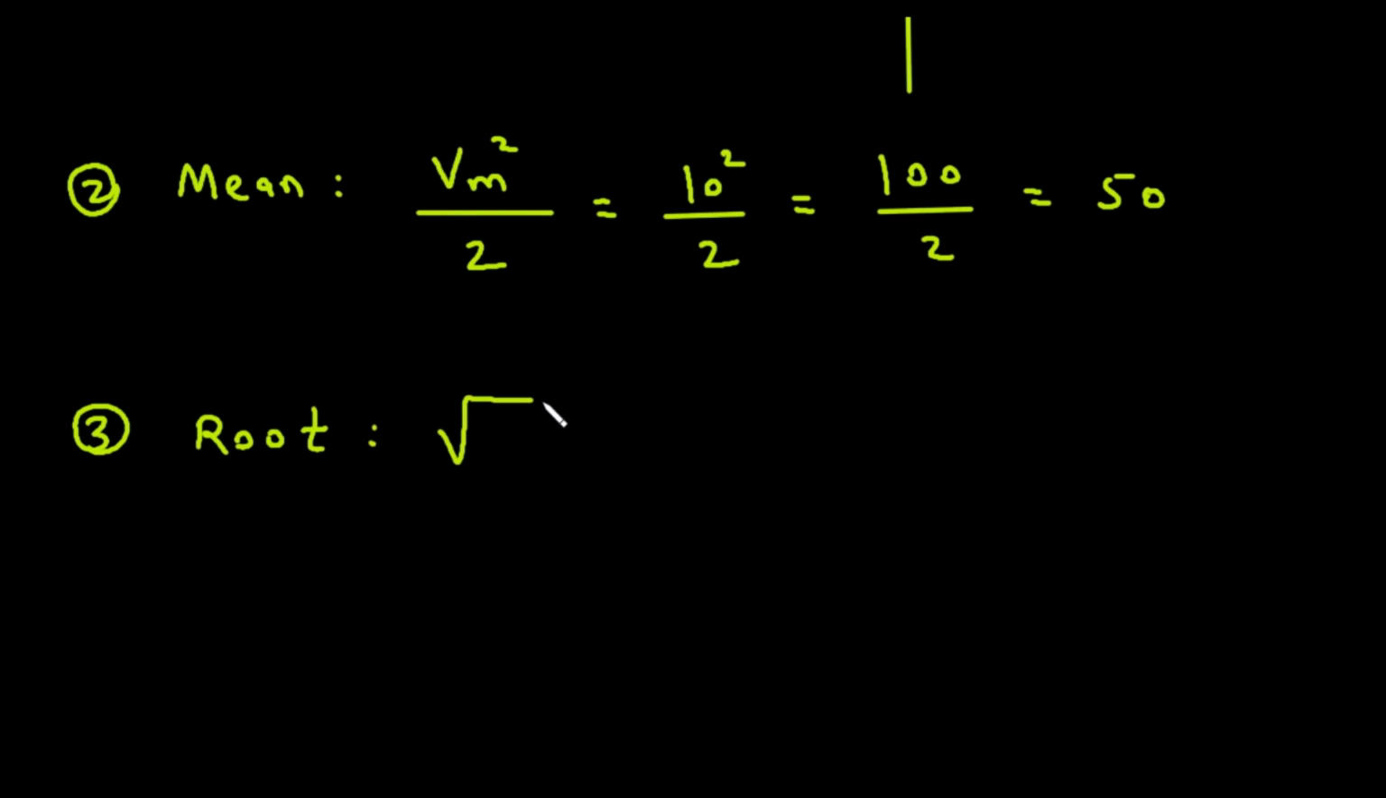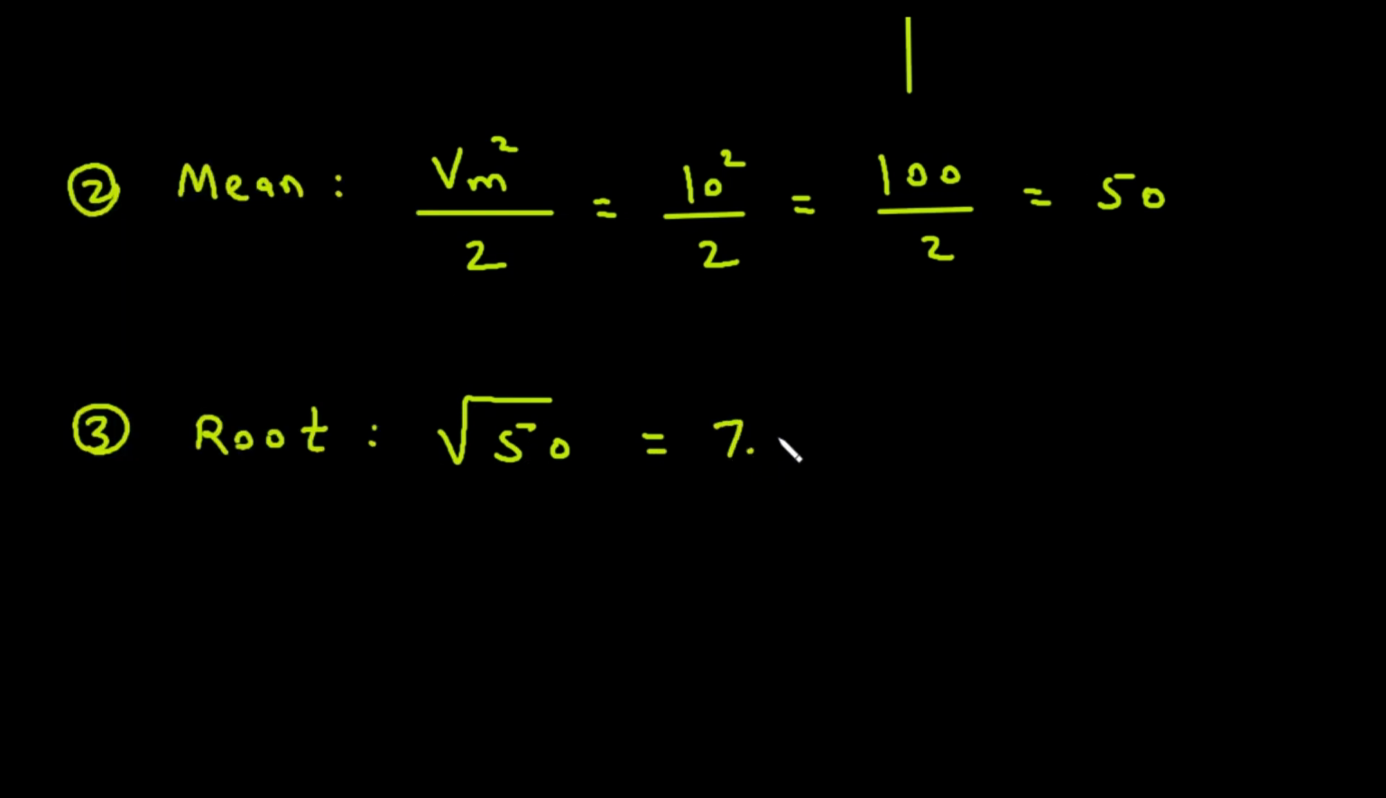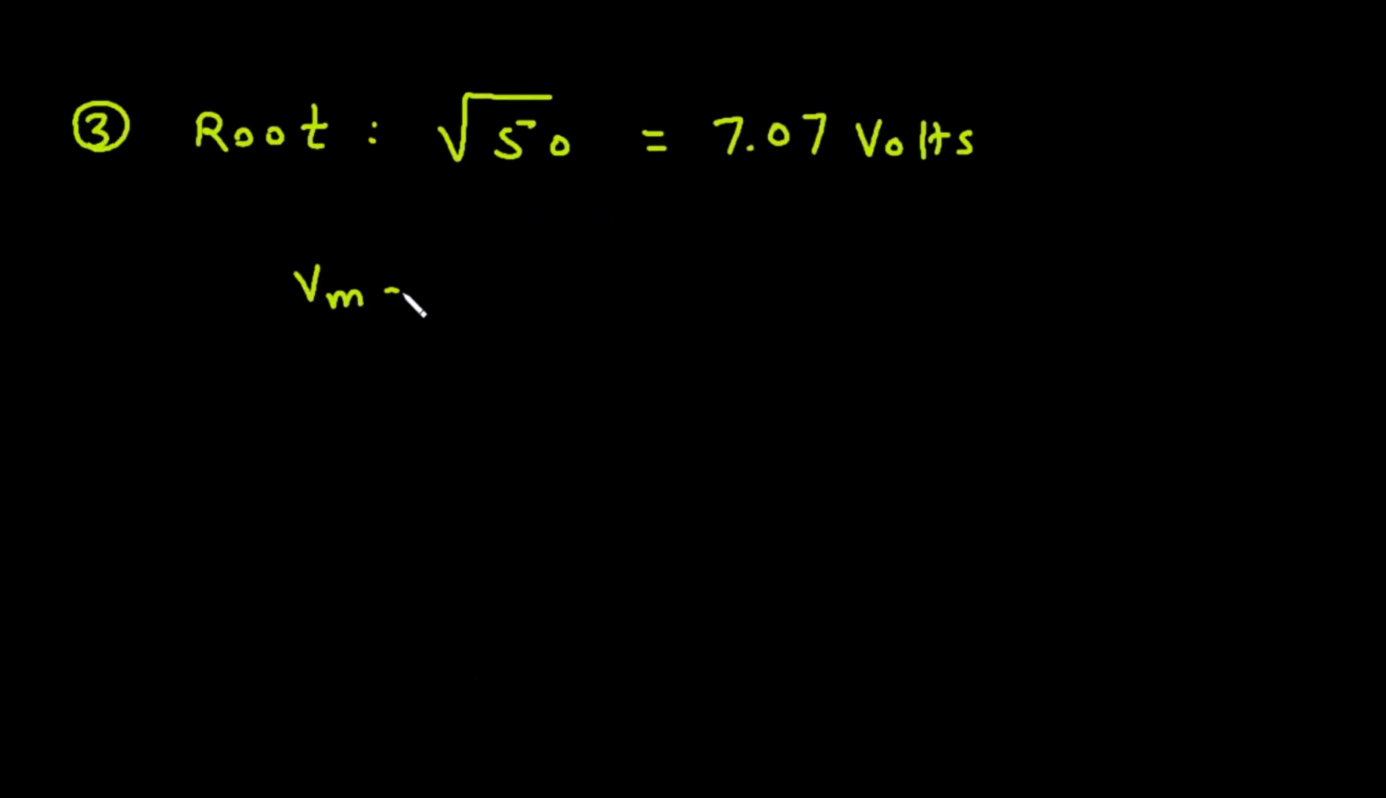So, if we take the square root of this 50, let's calculate this in the calculator. Under root of 50 is equal to 7.07. Now, this time we can write its unit, and that is volts. So, it will be 7.07 volts. Therefore, if the maximum value or Vm is 10 volt, that time its RMS value, Vrms, is equal to 7.07 volt.